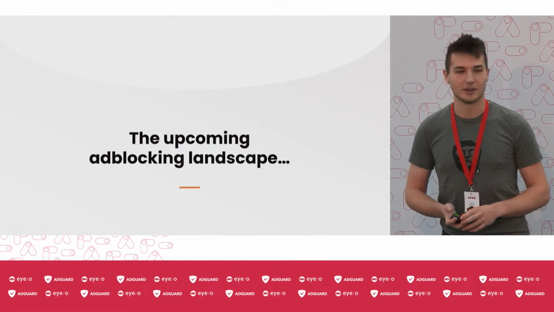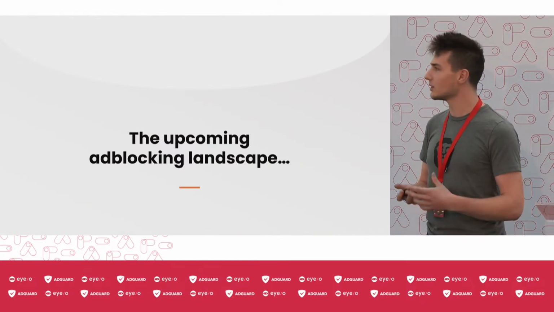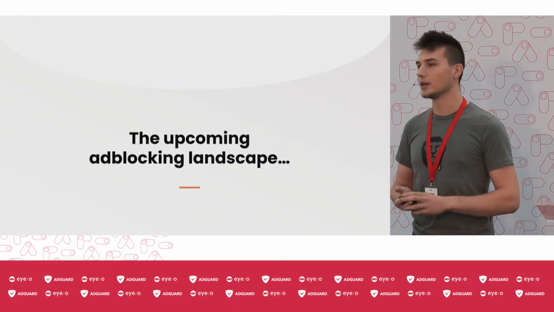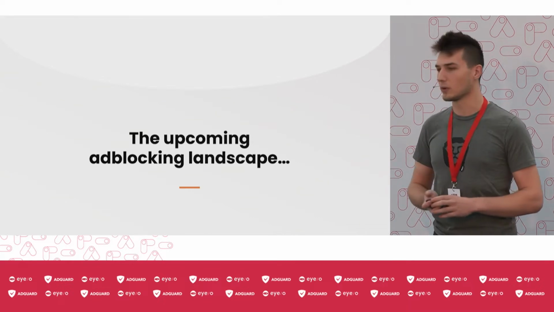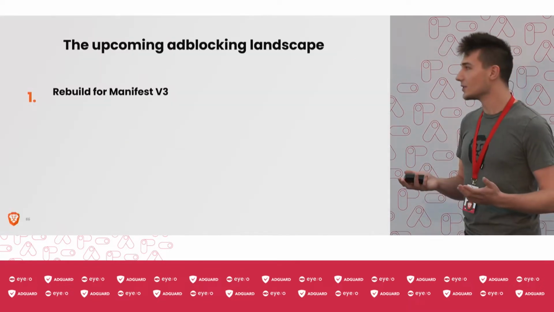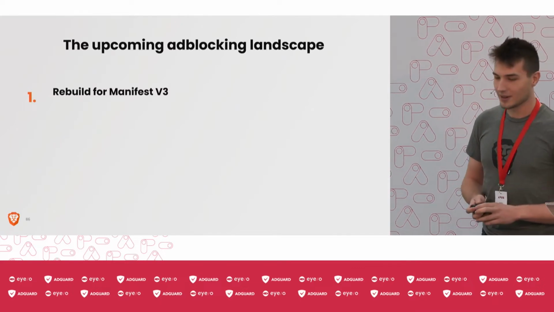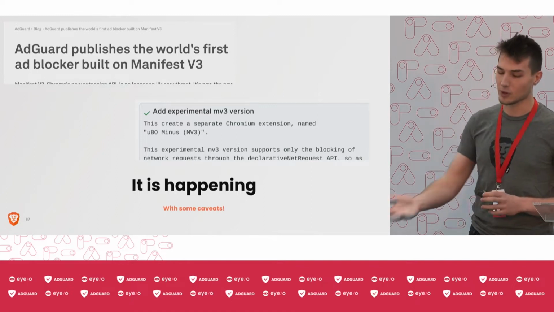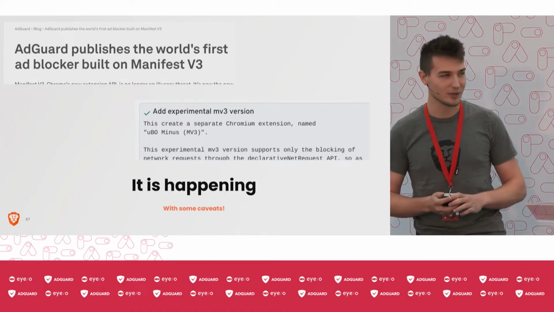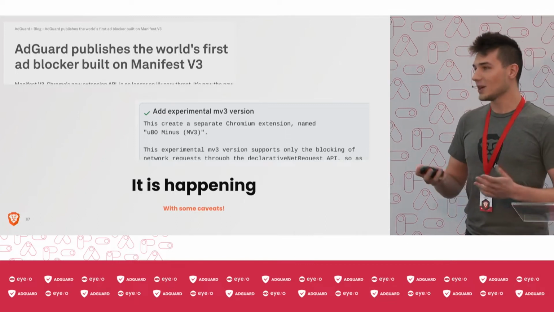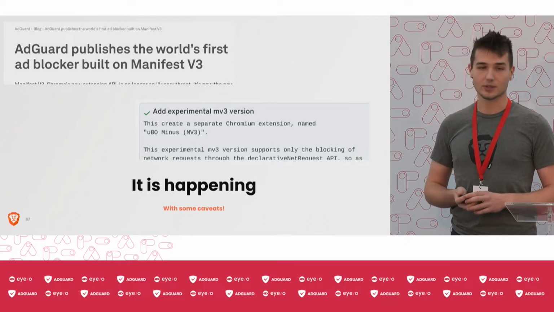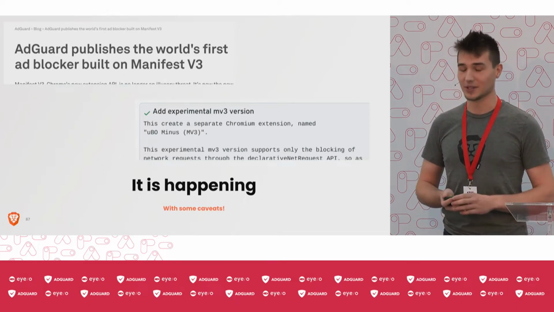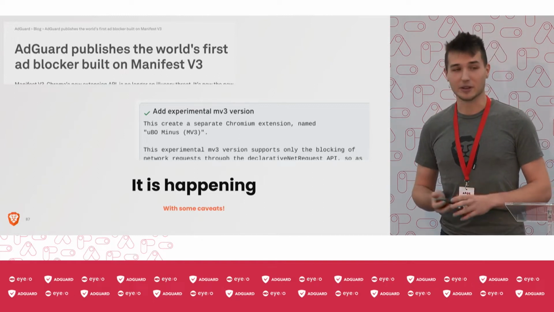And I think to answer that, it's important to look at what the upcoming ad blocking landscape is going to look like. In particular, if you have a Manifest v2 extension today, what kind of options do you have going forward? So obviously, first option, rebuild for Manifest v3. And we've seen that happening. Of course, the AdGuard Manifest v3 extension, the uBlock Origin Lite as it's called now, I believe. It's happening. And what we've seen is that these extensions do work. They're able to block ads. Of course, there are some limitations as we've seen, but they are generally working.